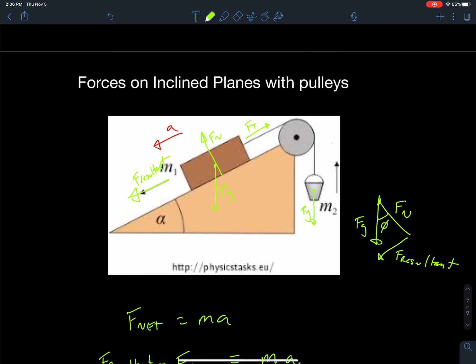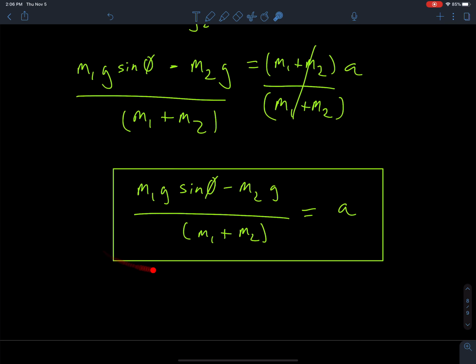Okay, so if I look back up here, the acceleration that we've just calculated looks at the resultant force subtracted by the force of gravity, divided by the total mass of the pulley system, which gives me that relationship.